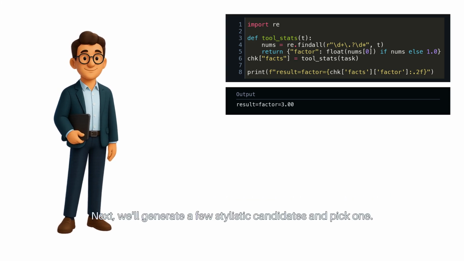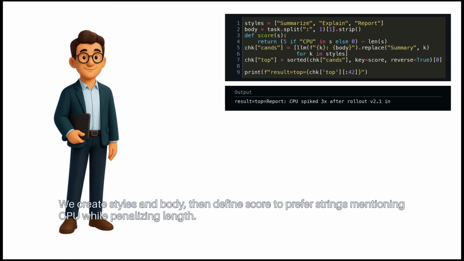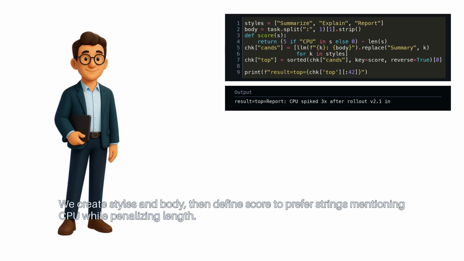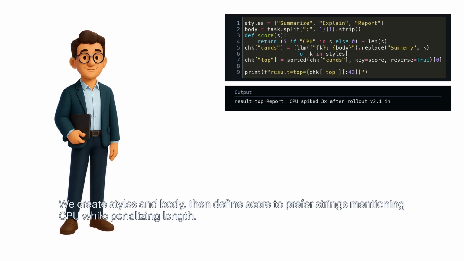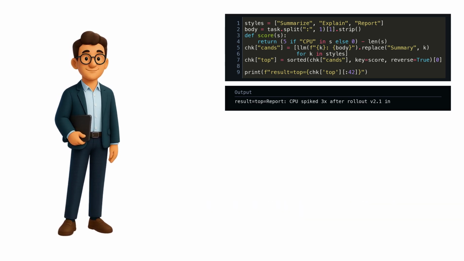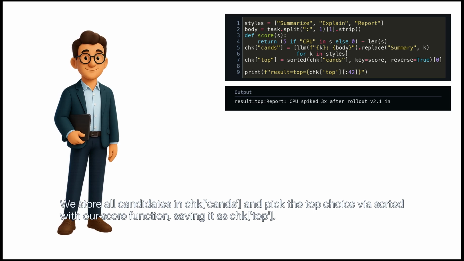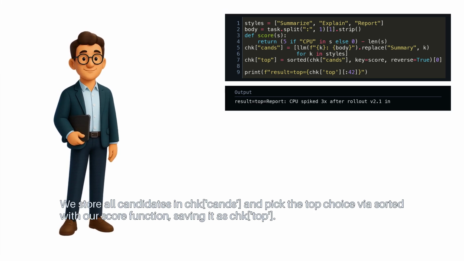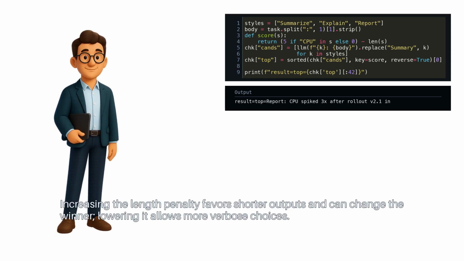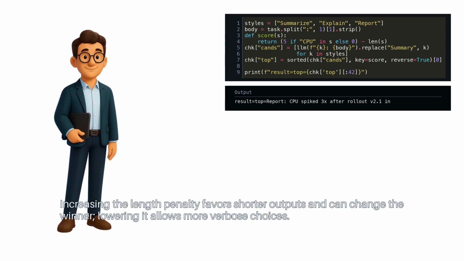Next, we'll generate a few stylistic candidates and pick one. This snippet generates labeled candidates and selects the best with a scoring rule. We create styles and body, then define score to prefer strings mentioning CPU while penalizing length. We call LLM for each style and replace the summary label so candidates differ by style. We store all candidates in check cans, and pick the top choice via sorted with our score function, saving it as check top. Increasing the length penalty favors shorter outputs and can change the winner. Lowering it allows more verbose choices.